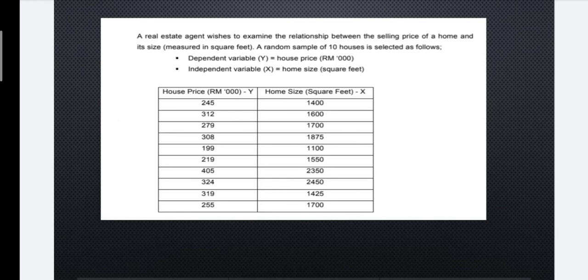Okay, so let's see the example for this data. A real estate agent wishes to examine the relationship between the selling price of a home and its size. A random sample of 10 houses is selected. Y is the house price in units of 1000 RM. The independent variable is home size in square feet. So we have all the data.